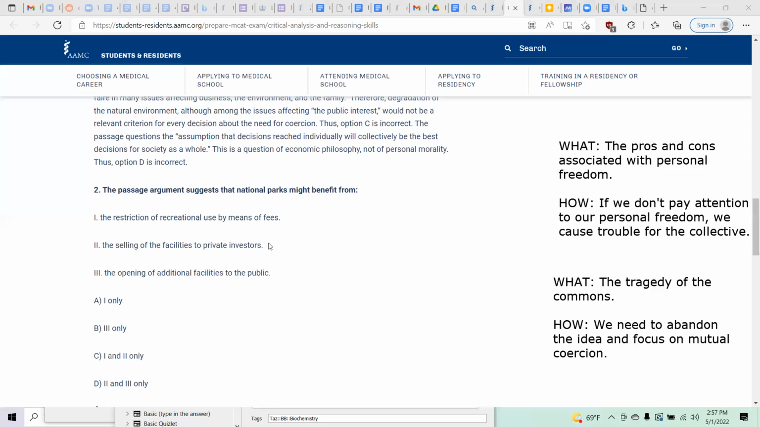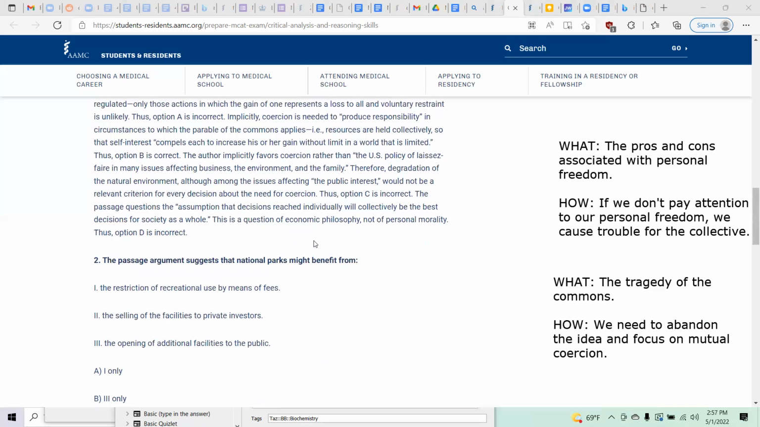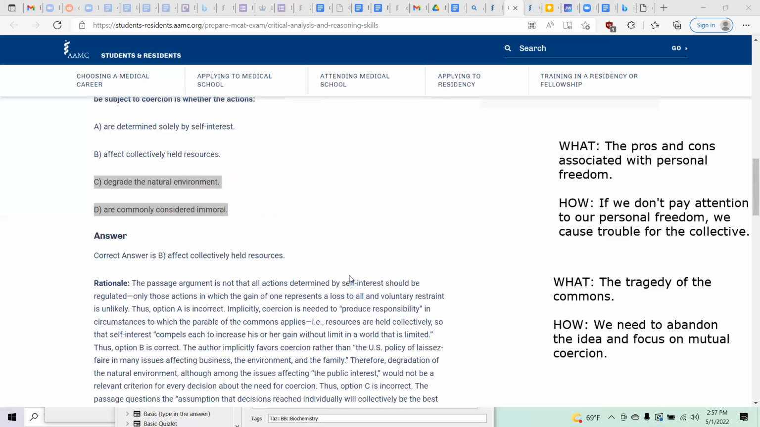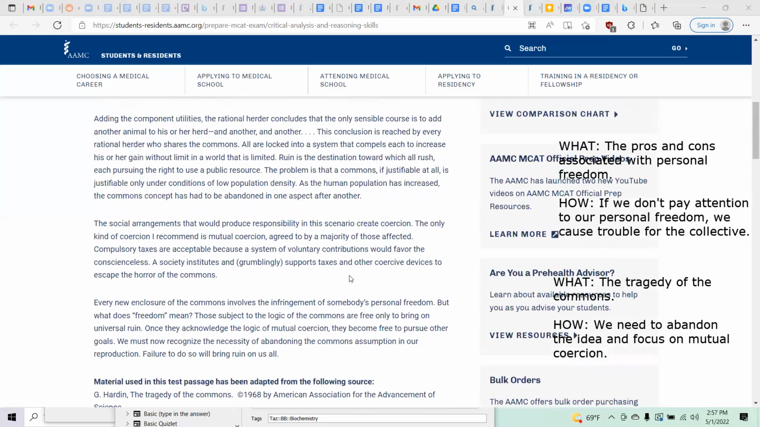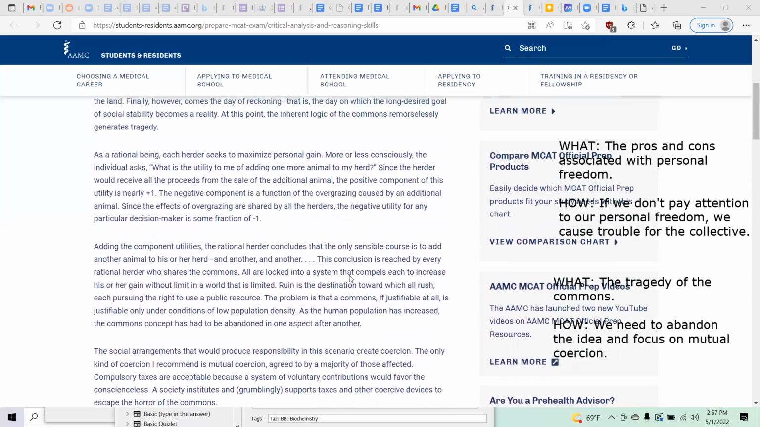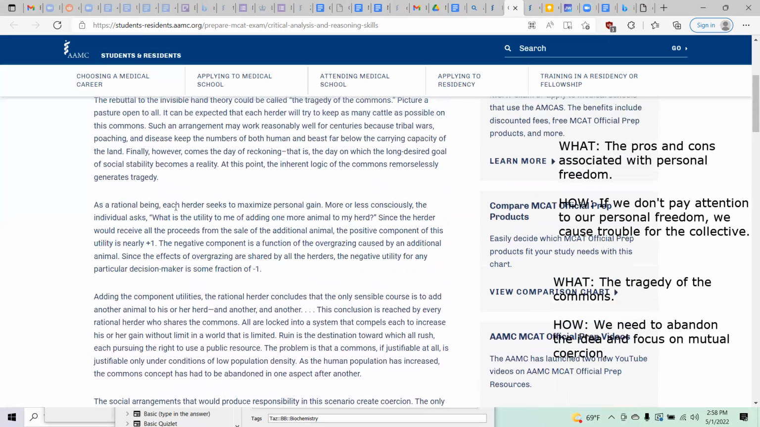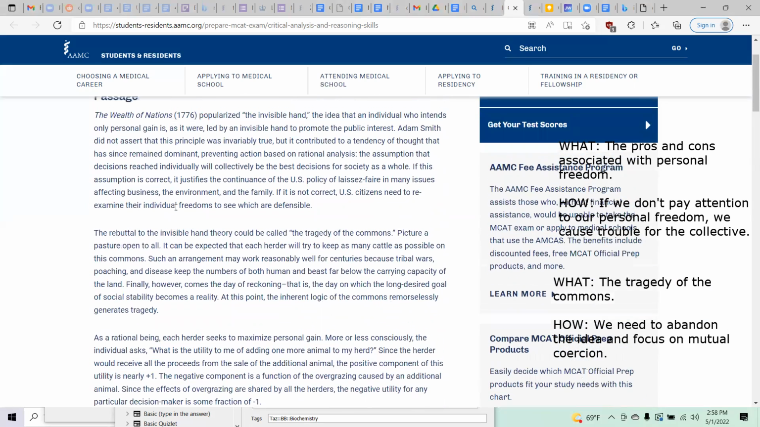The selling of the facilities to private investors. Okay, this is a little tricky. How would the author feel about the selling of the commons to private investors? I don't really like that choice at all, because throughout the passage he talks about the greed or selfishness, and he didn't really support the idea of one person having it all. You're talking about this part, right? Where everybody's going for their own benefit. Yeah, exactly. That's why two feels wrong.